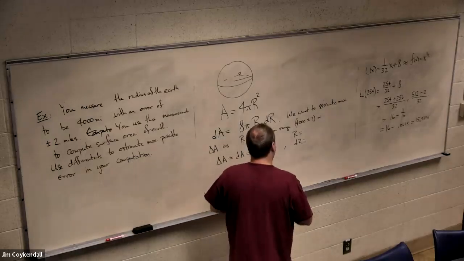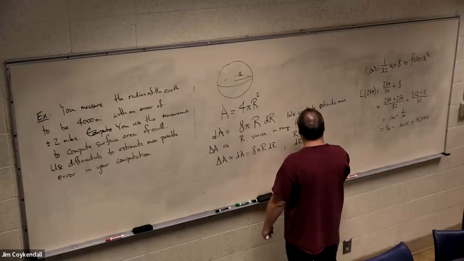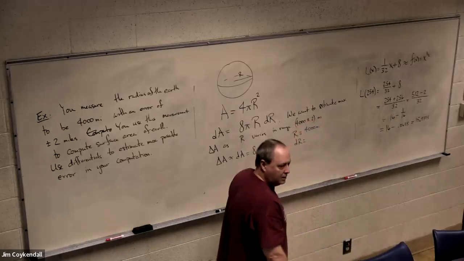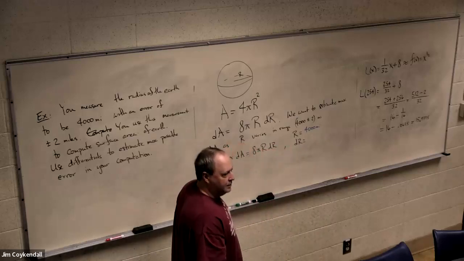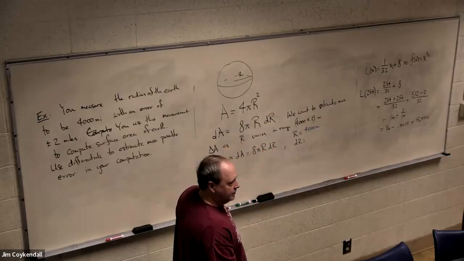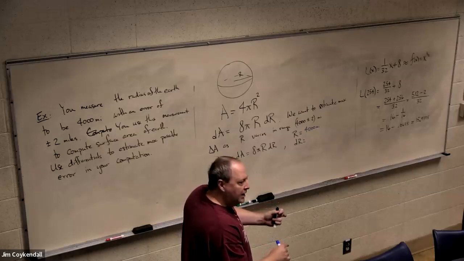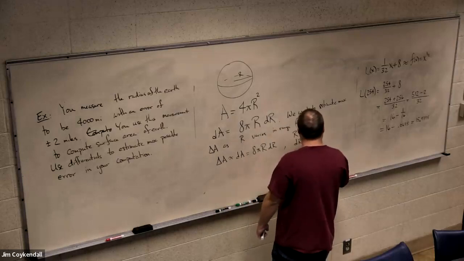That's the number I need. It's the radius that I measure. Well, I got 4,000 miles. What's dR? That's right, it's the 2 miles that I made. It's a little change now. It's the 2 miles I might have missed by.